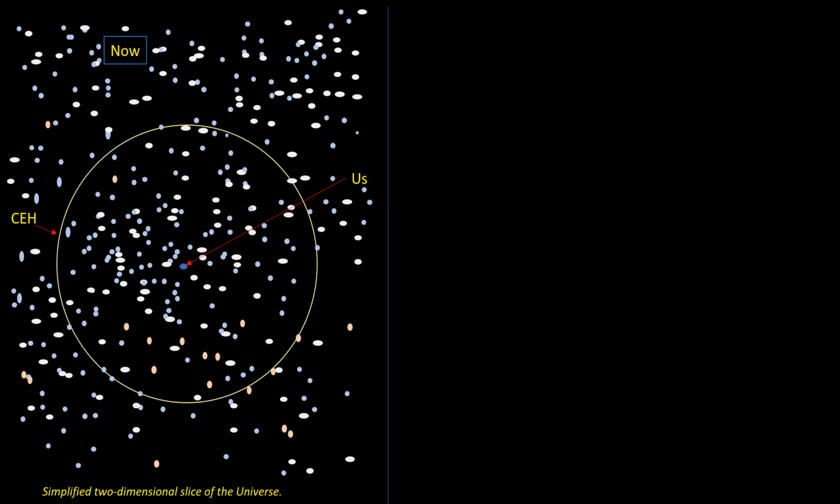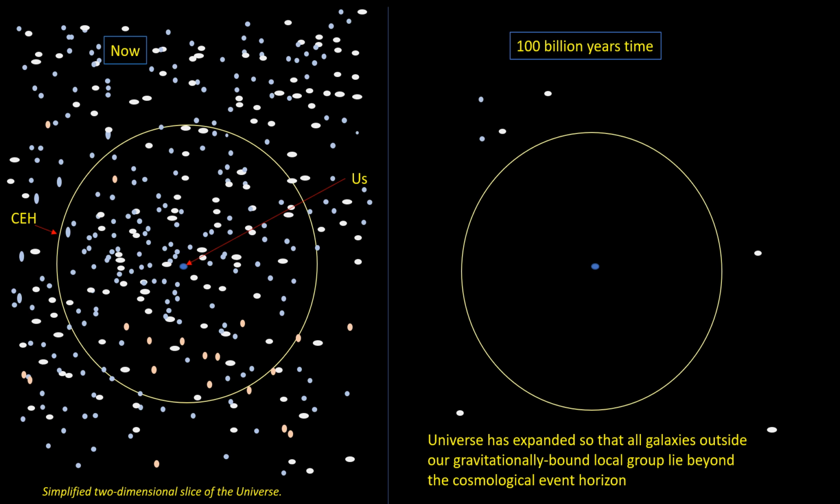So have a look at this diagram here. It shows the event horizon in yellow, the yellow ring. Everything inside the event horizon, its light will be able to get to us at some point in the far future. Our local group of galaxies is marked with the blue oval, and the other ovals are other groups of galaxies. Now let's imagine 100 billion years in the future. Then the observable universe would look like this.